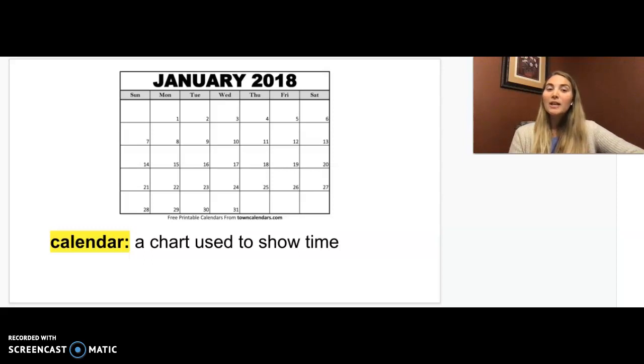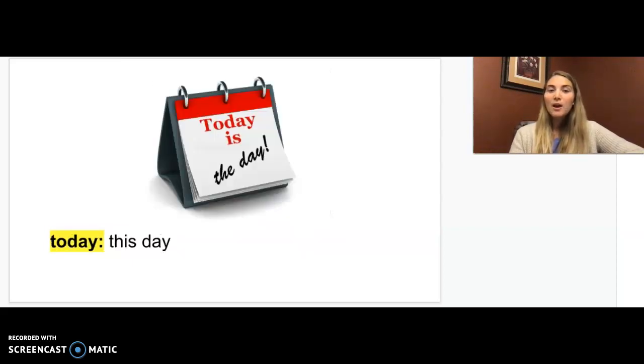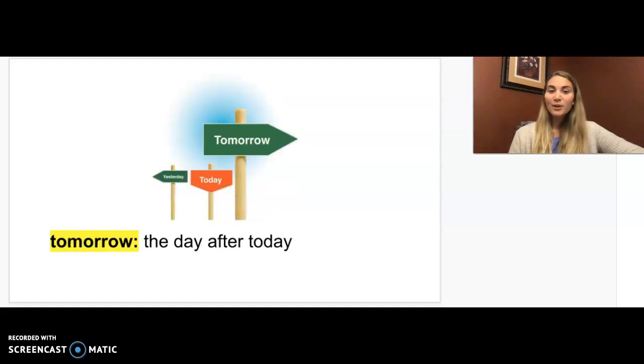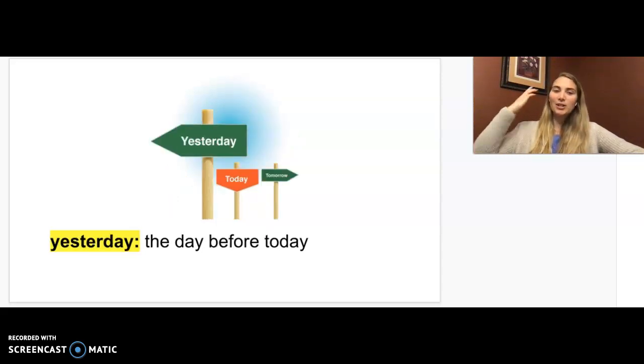But a calendar is a chart used to show time. And the calendars we are going to look at today are going to be a whole month, just like we do at carpet time. So a few more words that are going to help us out today, boys and girls, is the word today. That's this day. What day is it today? Tomorrow, the day after today. Tomorrow is in the future. And yesterday, the day before today. Yesterday is in the past.